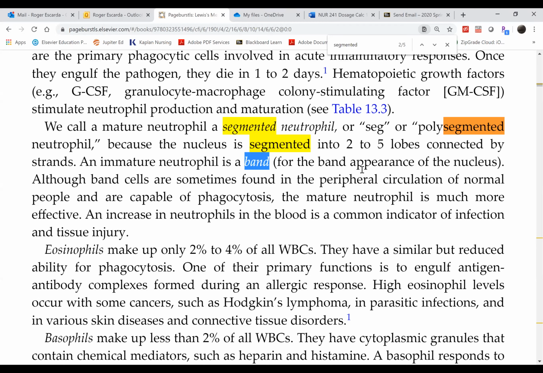Yes, Professor. All right, so this is now your proof. Another term you'll see in clinical is either a left shift, and there's a long story why they call it left. I'll talk to you about that another time. Or they'll say bandemia. So a left shift or bandemia is indicating bacterial infection.